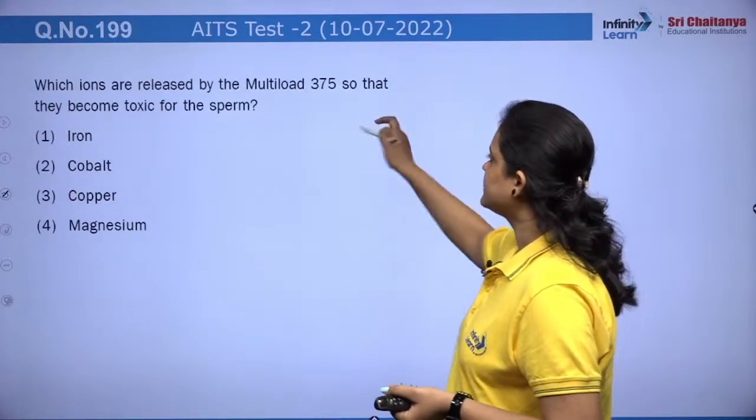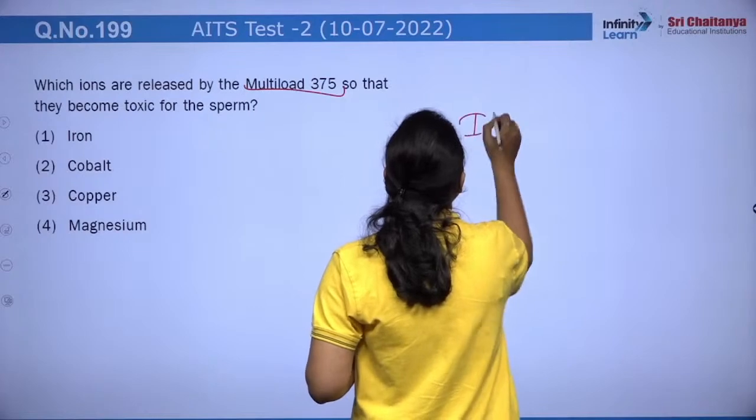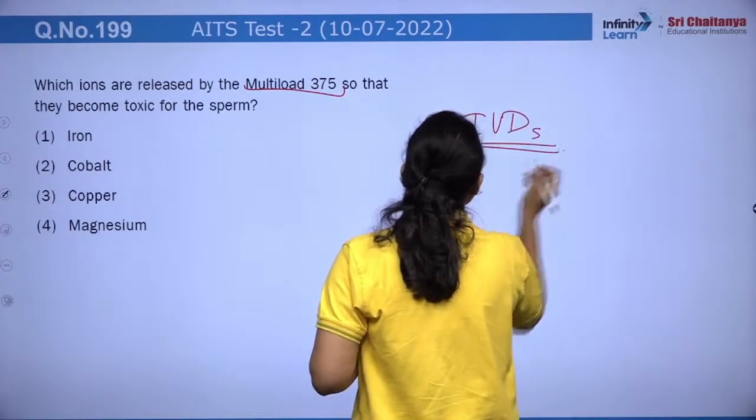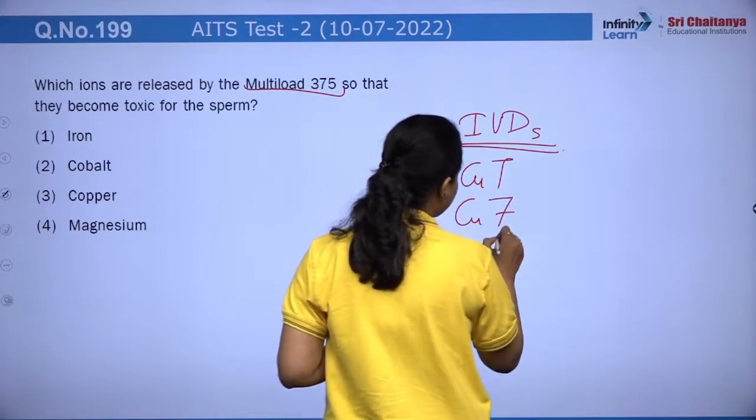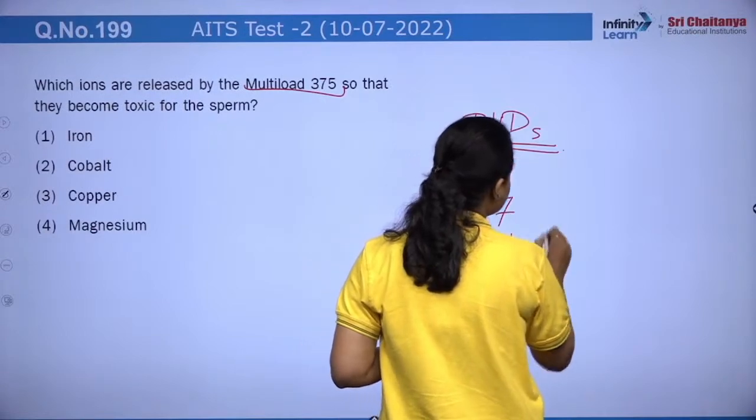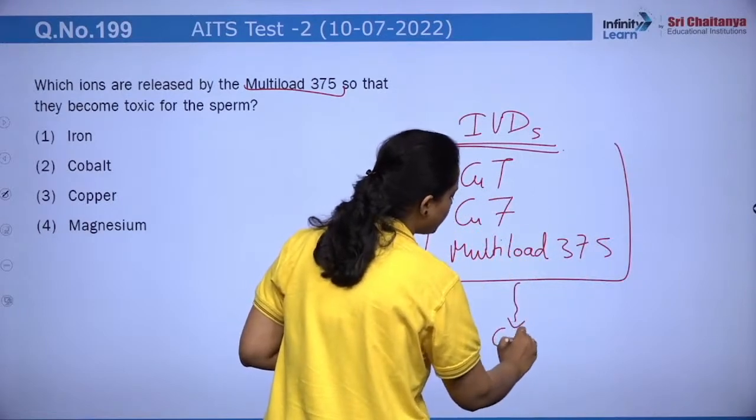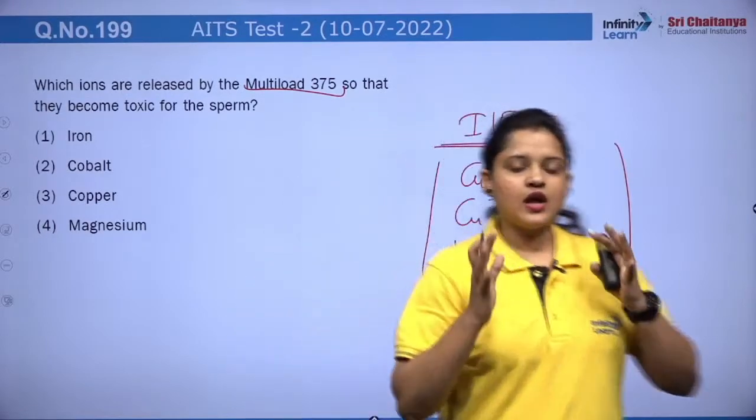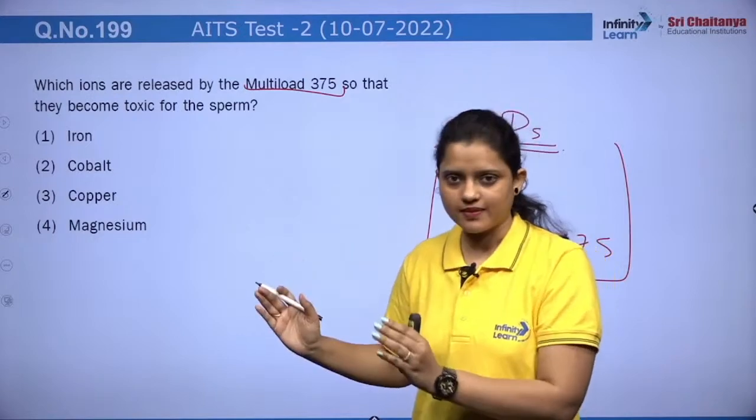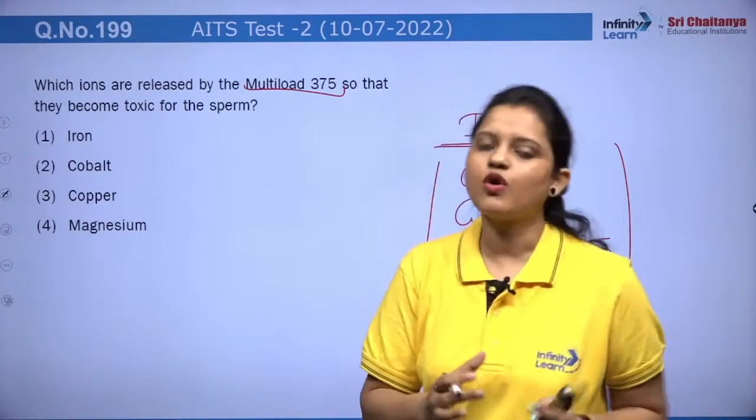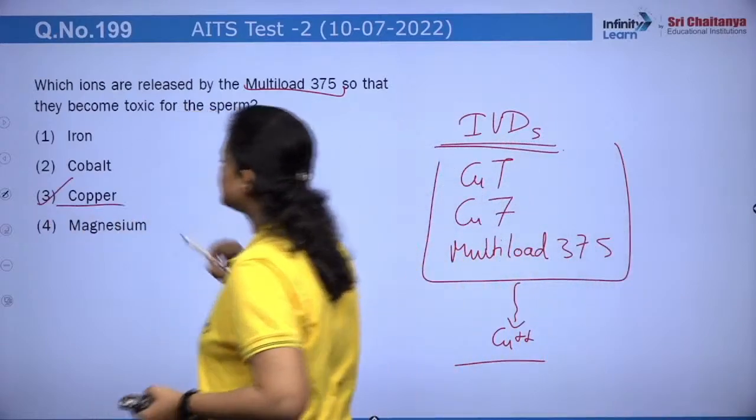Which ion is released in the Multiload 375? We all know that IUDs, that is Copper T, Copper 7, and Multiload 375 are the ones that release copper ions, right? Now these copper ions will reduce the motility and the fertilizing capacity of the sperm by hindering the activity of mitochondria in the sperm, right? So yes, this Multiload 375 will release copper.